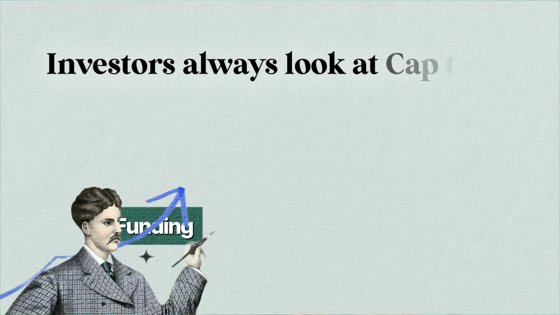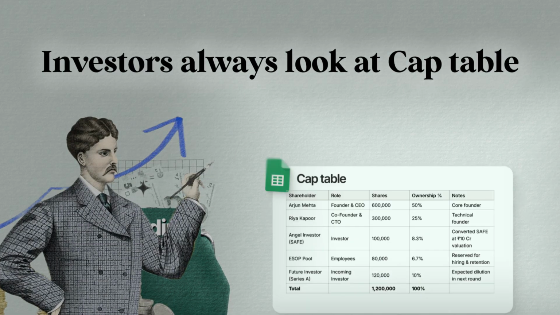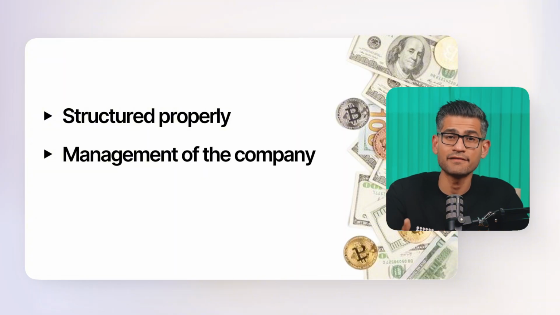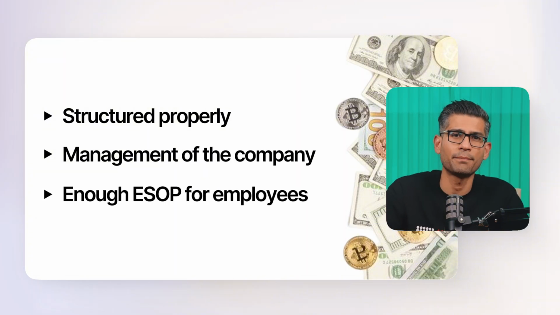We're gonna talk about ESOP as well in one of my next videos. Investors, new investors especially, always look at the cap table first because it shows if the company is structured properly, if the management team is adequately incentivized, if the employees have enough ESOP pool for them to stay in the company and to make it bigger and better.